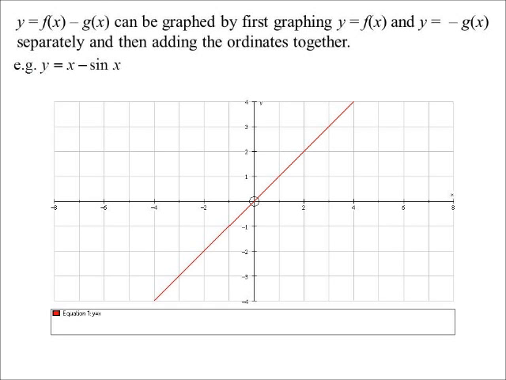So there's y equals x. There's y equals minus sine x. So again, we want to pick some interesting points. Well, clearly the origin's going to be an interesting one. It's 0 for both of them. Add them together. It's going to stay as an x-intercept.